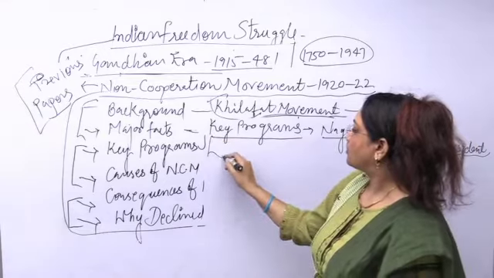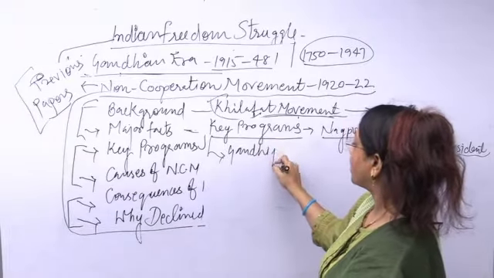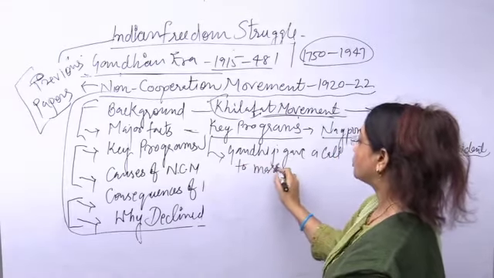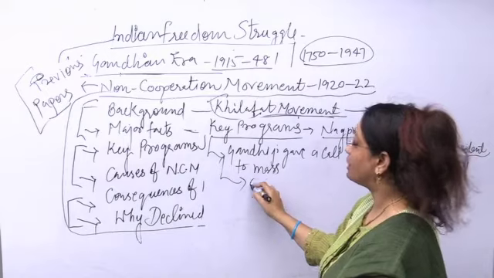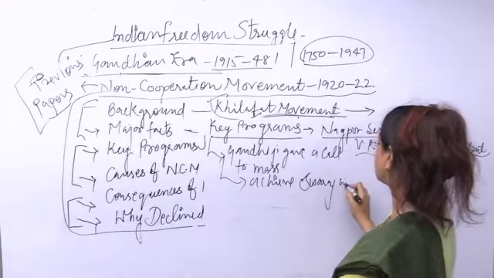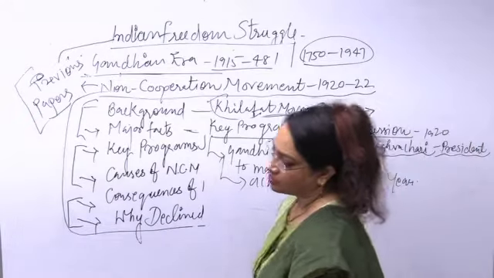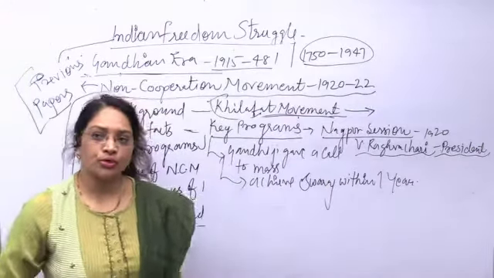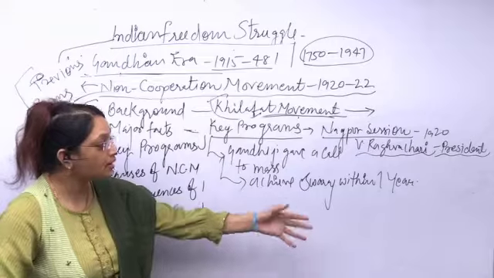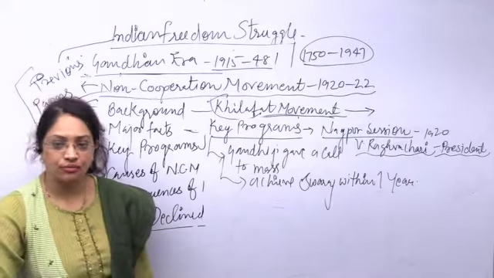Next thing, Gandhiji gave a call to the masses. The most important event: he gave a call that they will achieve Swaraj within 1 year. So you give me your support. Gandhiji is addressing the masses that if you will be with me and give me your support, then we will achieve Swaraj within 1 year, right?